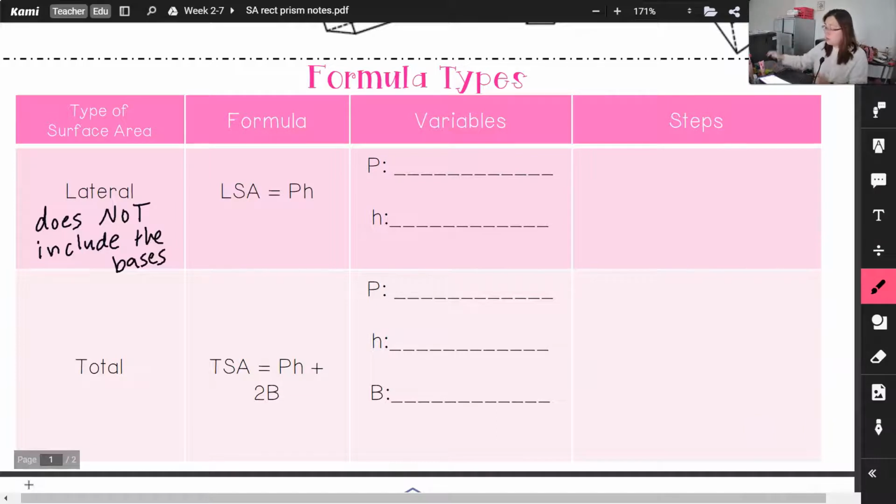So lateral has a much simpler formula because you don't have to worry about the bases. The total formula looks like lateral. It still has the same P times H, but then it adds this part as well. Okay. So let's look at the lateral formula first. It says lateral surface area, LSA, equals P times H, right? The P, you might be able to guess, is perimeter. This is perimeter of the base. H, as you can probably guess, stands for height, but this is height of the prism.